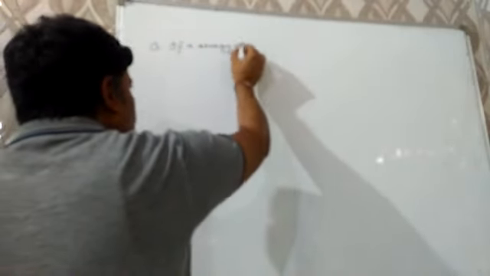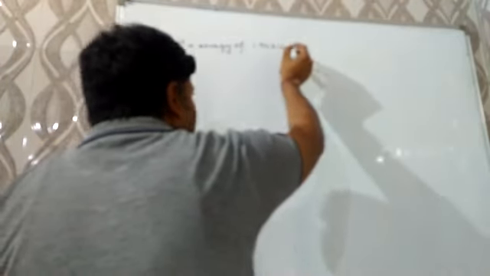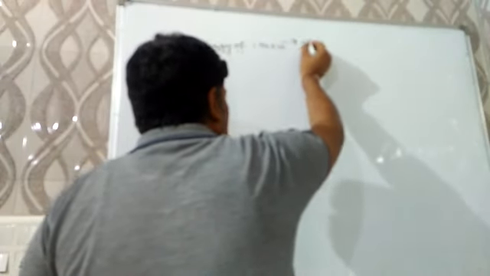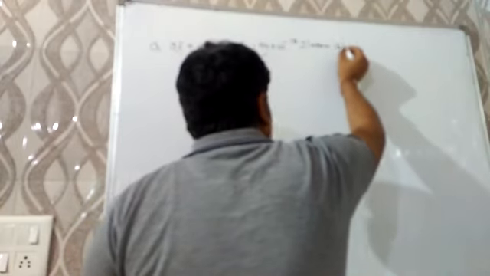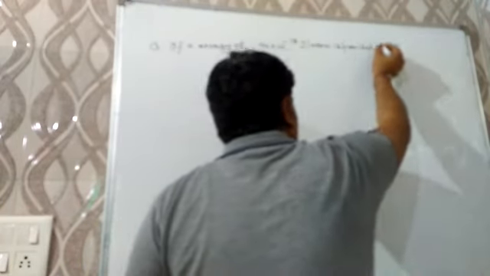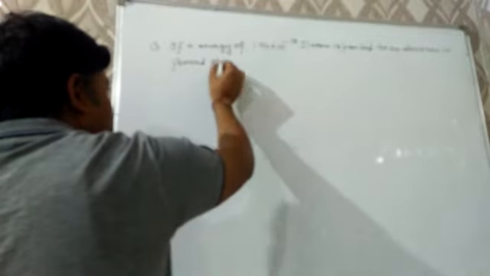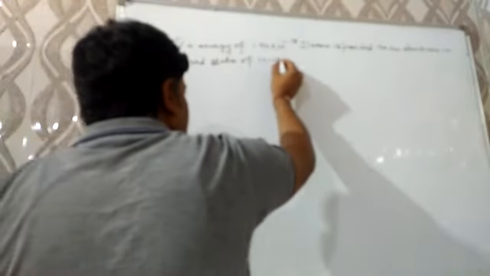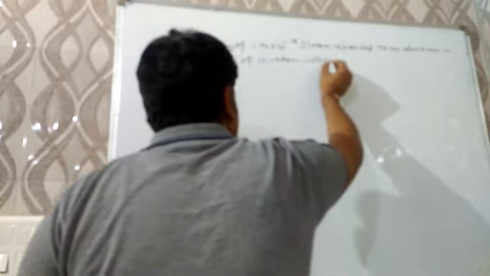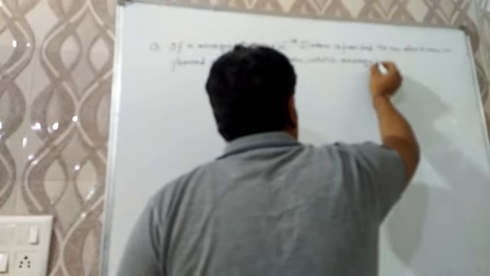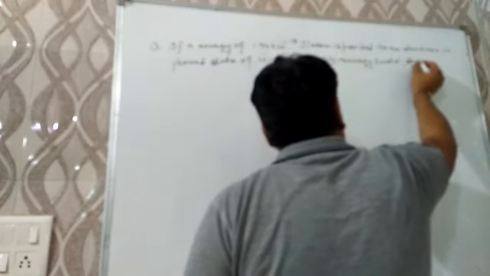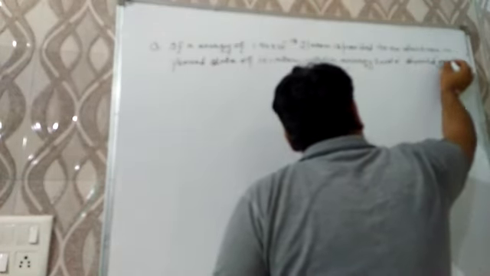If an energy of 1.94 into 10 raised to power minus 18 joule per atom is provided to an electron in the ground state of a hydrogen atom, to which energy level should the electron jump? This is a very important one.